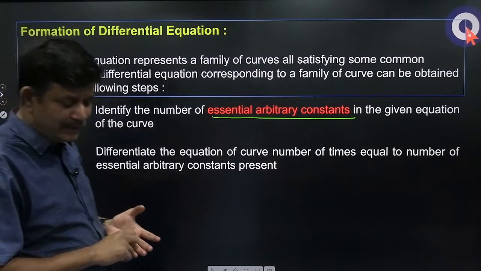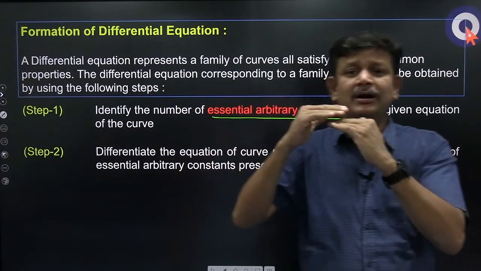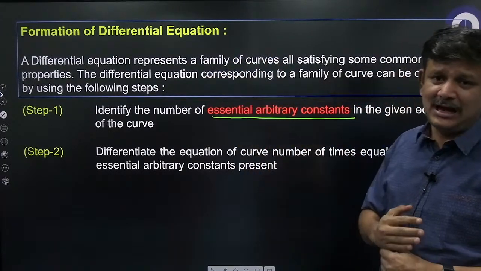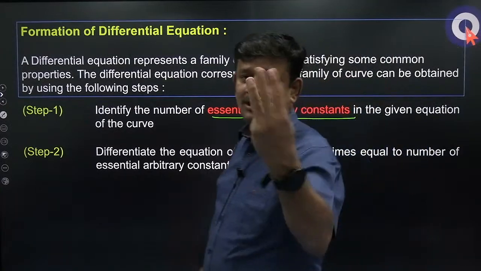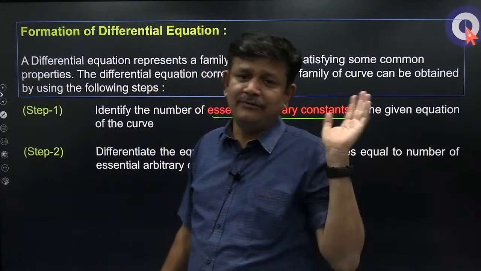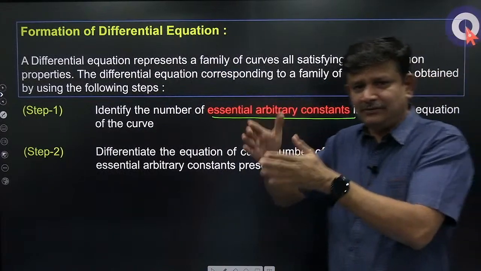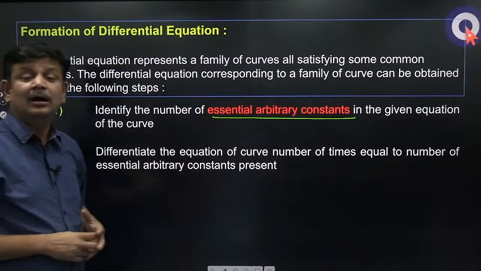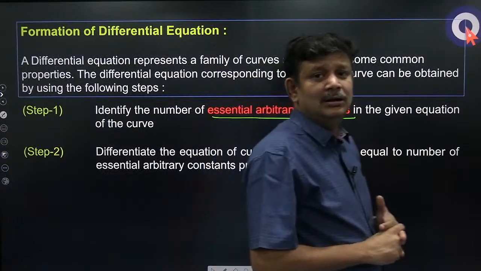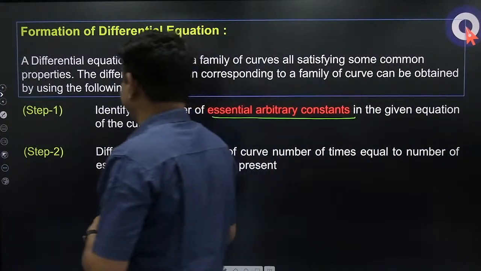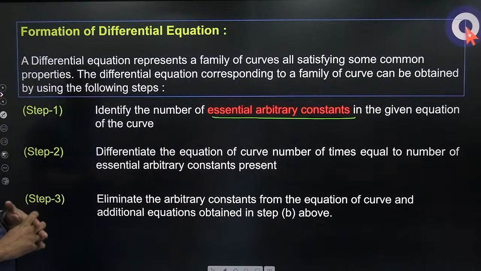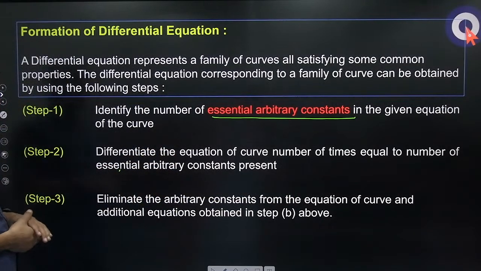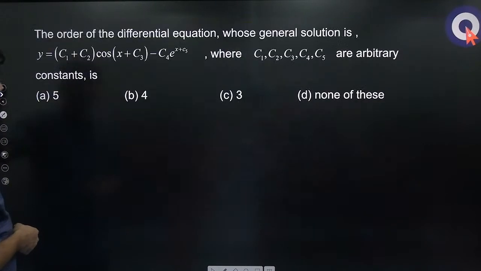ठीक है? So how to form a differential equation? Because the order is the same as the number of essential arbitrary constants, differentiate as many times as the order. ठीक है. अगर order 3 है तो 3 बार given equation को differentiate करना होगा. Then you will have 3 equations and 3 arbitrary constants to eliminate. Happily you can eliminate. ठीक है. Eliminate the arbitrary constants from the equation and using all the differential equations which you have formed by differentiating.